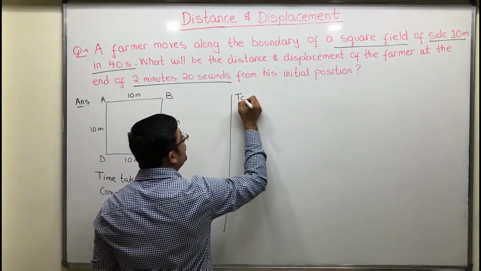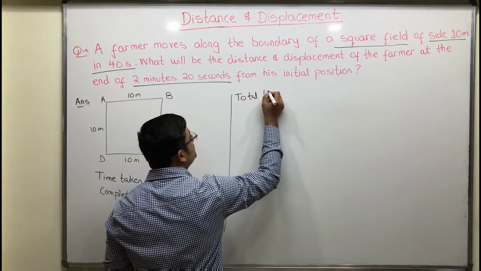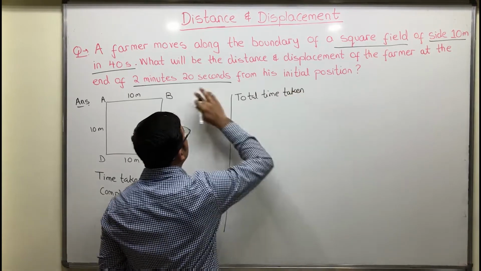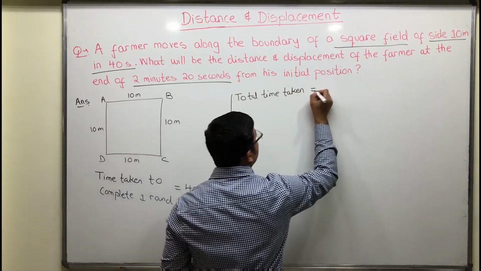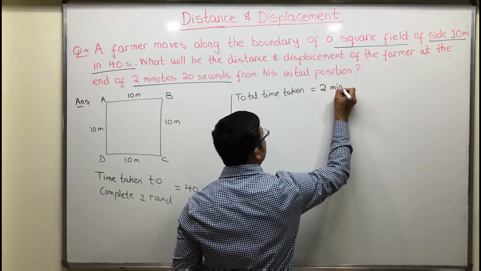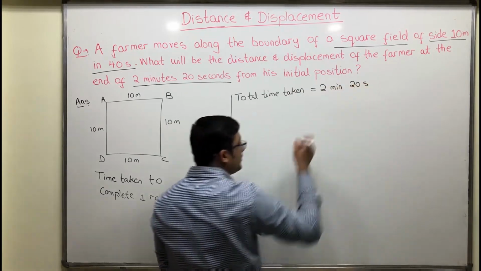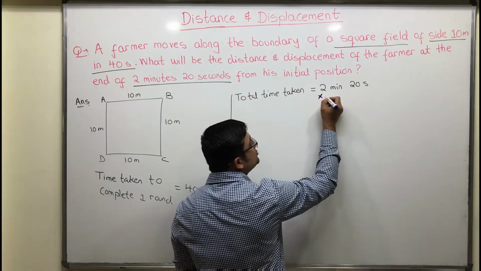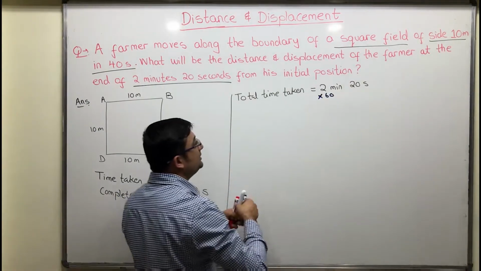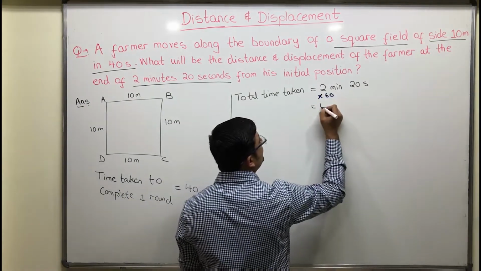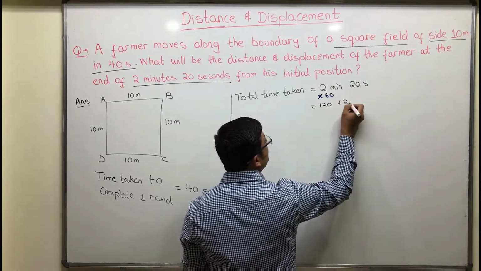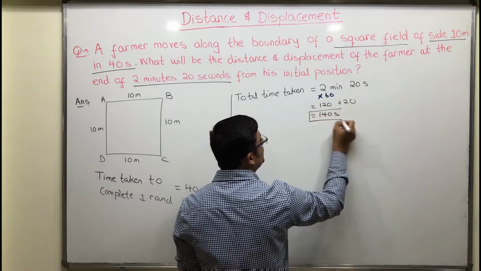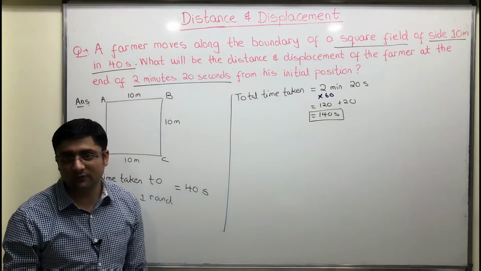So see, total time taken is equal to 2 minutes 20 seconds. So I'll write down over here 2 minutes and 20 seconds. Now convert minutes to seconds. How do we convert minutes to seconds? 1 minute is 60 seconds, so multiply by 60. So this is equal to 2 into 60, 120, plus 20 seconds. That is 140 seconds. So the total time the farmer is walking is 140 seconds.